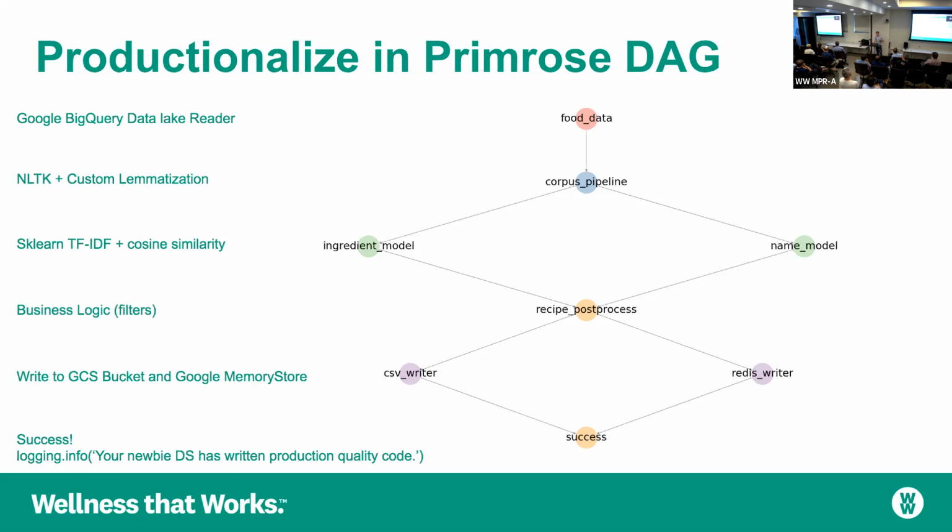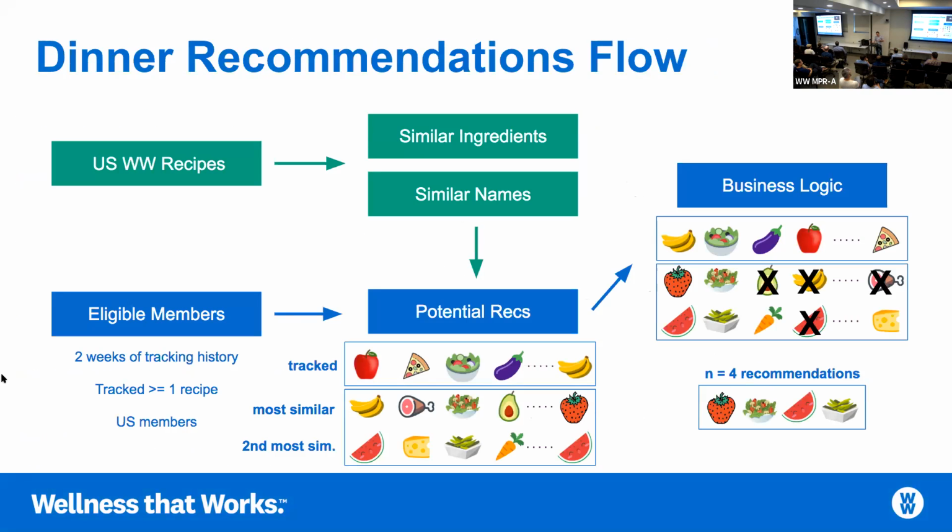So let's say we want to add on to this model. We have these simple, similar recipe recommendations, and we want to start looking at building a more complex model that takes into consideration everything a user's been tracking, so the dinner recommendations. We've already written a lot of code to calculate similar recipes, and we want to add on some things to this model. So now we want to also read member data from our data lake. We're going to take 2 weeks of tracking history from all our members. Anyone that's tracked more than one recipe is going to be eligible for this recommender.